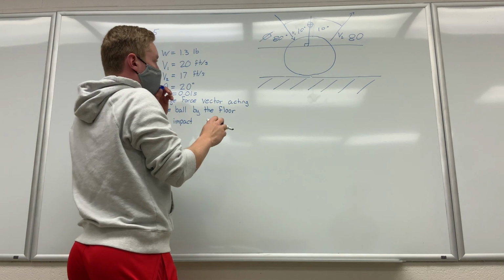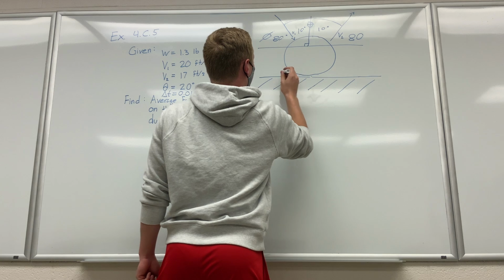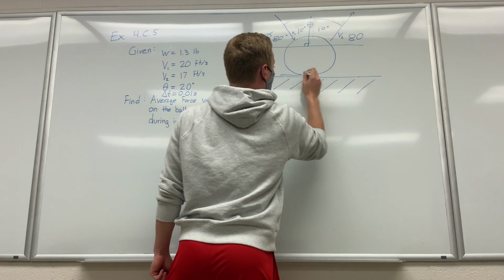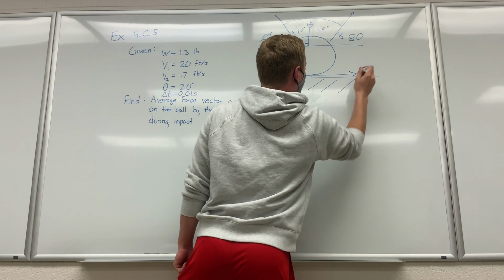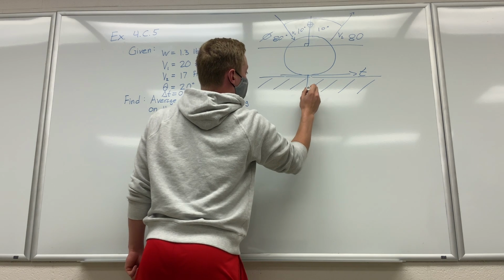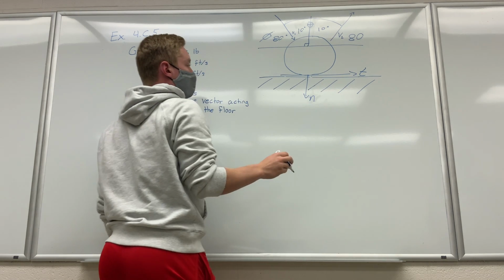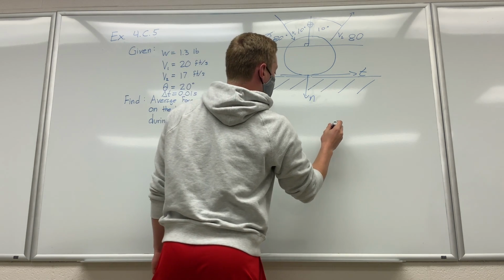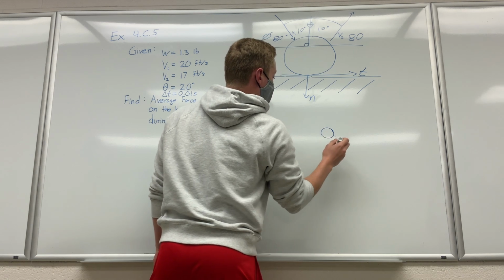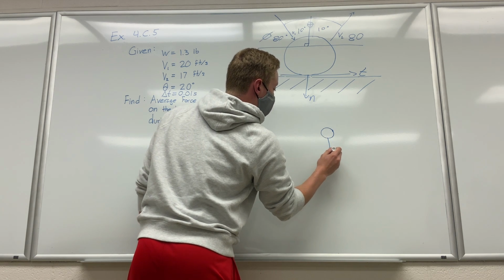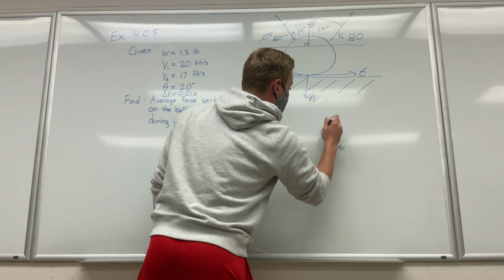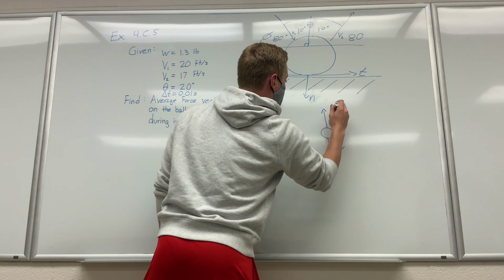So now we also have a coordinate system here. This is going to be our T direction, and coming down is going to be our N direction. Now that we know that, we'll do our free body diagram. We have our weight force going down, and our average force is going to be acting straight up.